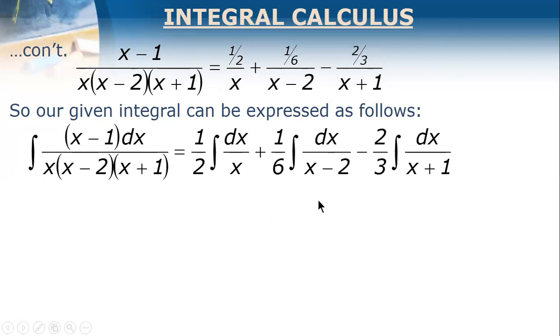This is ln x, and this one, if this is our u, x minus 2, our du is simply dx. So this will be du over u as well as this. u equal to x plus 1, du is equal to dx. So du over u, ln. So the first term is ln x, second term ln of x minus 2, third term ln of x plus 1.